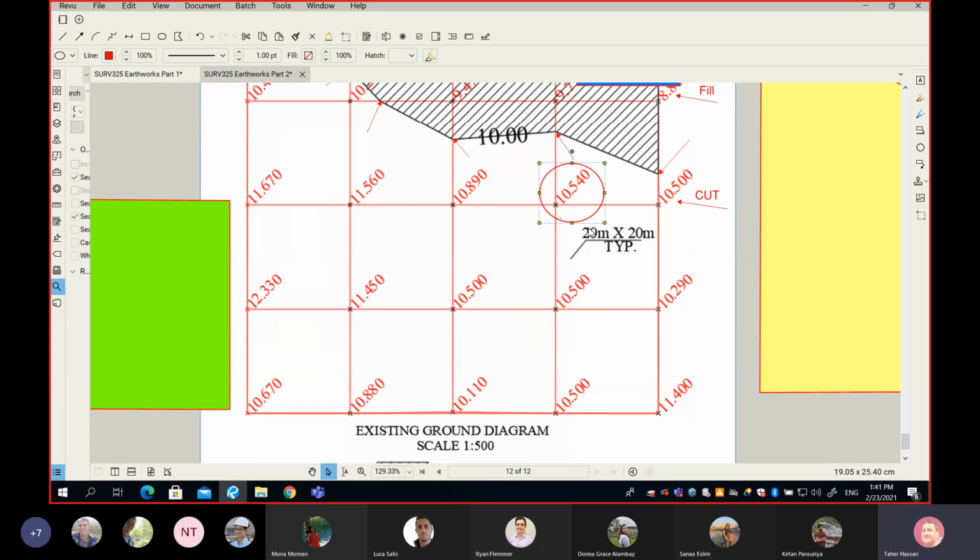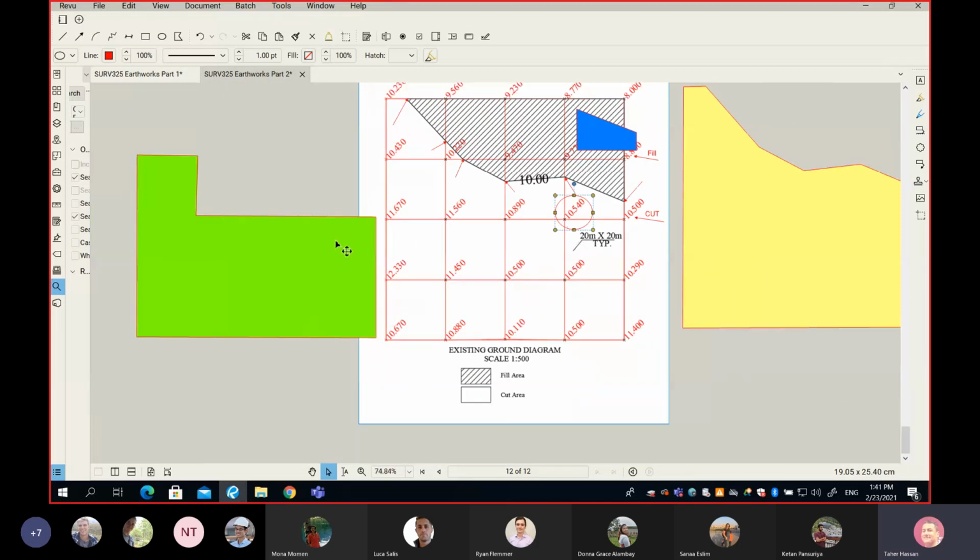My elevation is 10.54. So when you subtract 10 from 10.54, it means I have a depth of cut here of 0.54. My question for you is, is that going to be H4 or H3 or H2 or H1? H2, that's correct. Why is that? Because you have to think about complete squares.